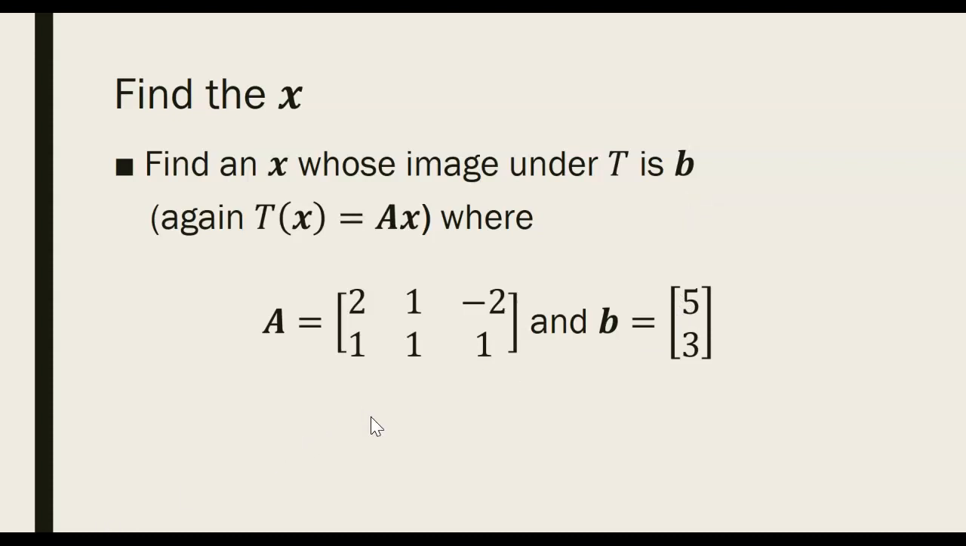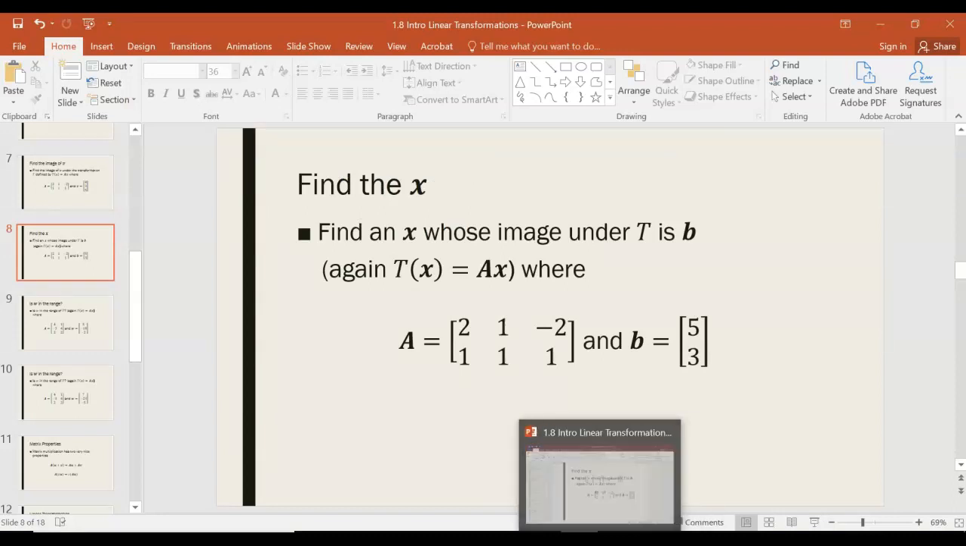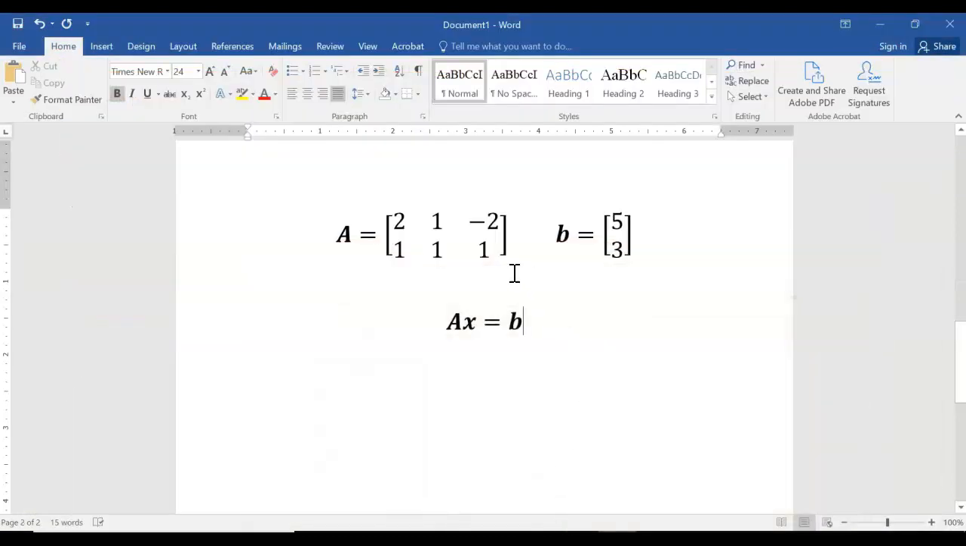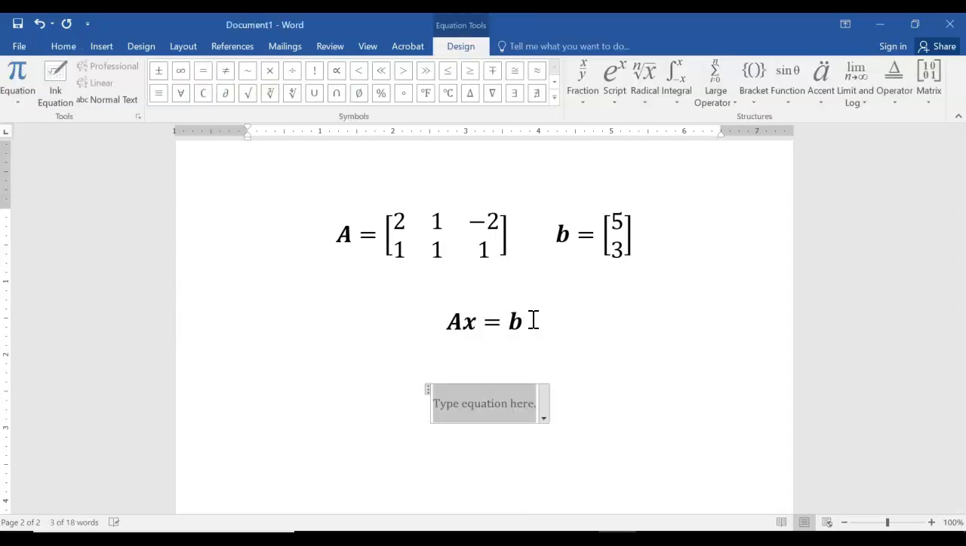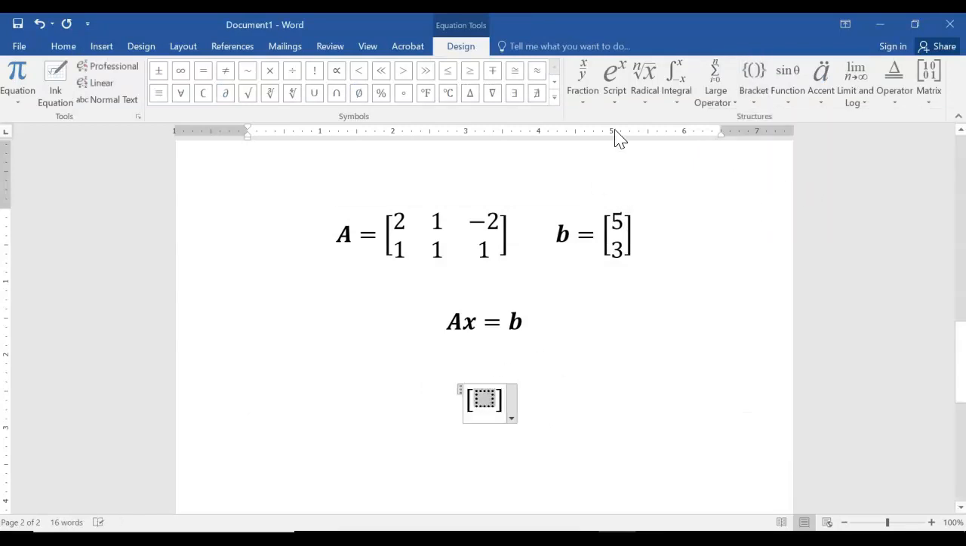You've probably guessed how we do this. If my transformation is defined by taking A and multiplying it times a vector and getting out another vector, that means we're really solving this matrix equation. We're solving AX equals B, and that's going to require us to create an augmented matrix and row reduce it, putting it in row reduced echelon form.